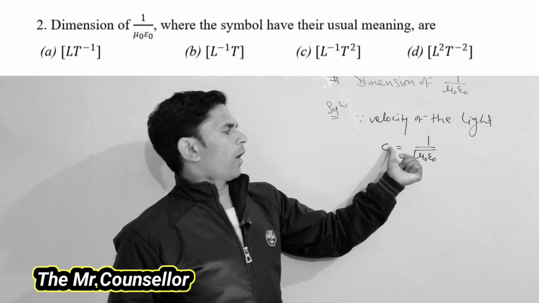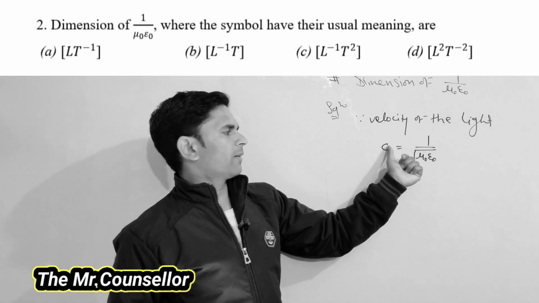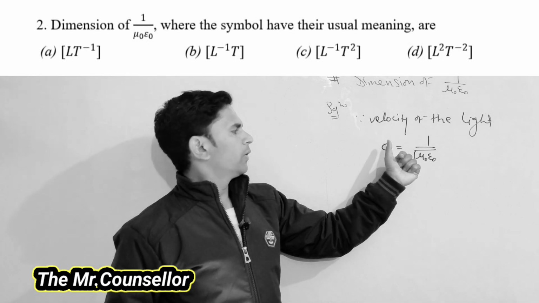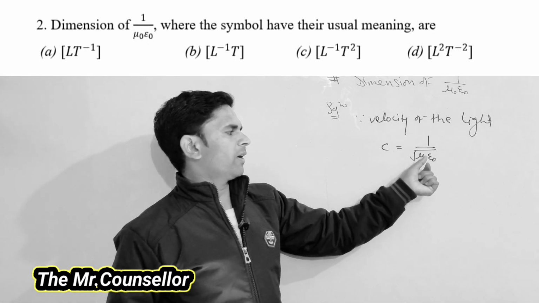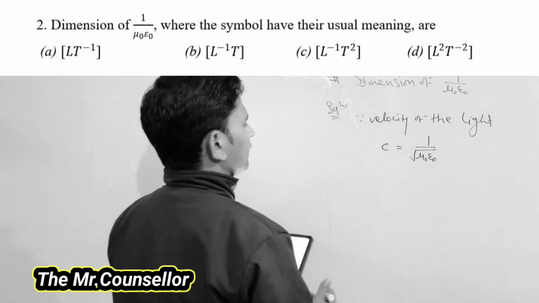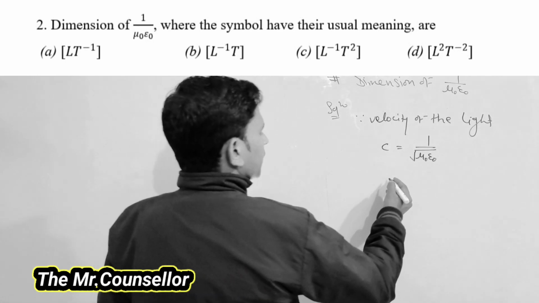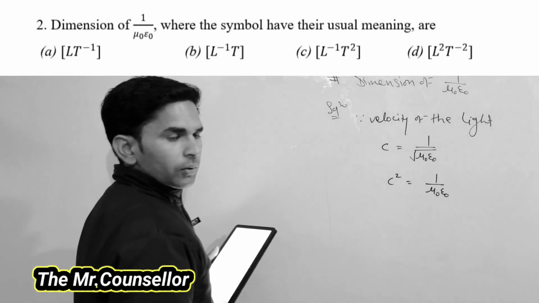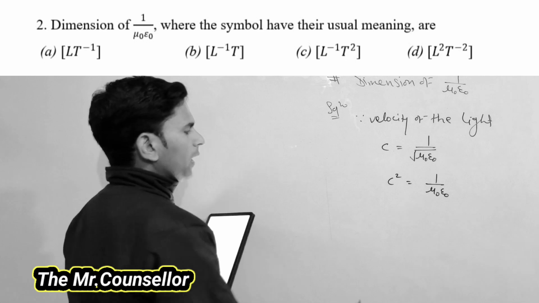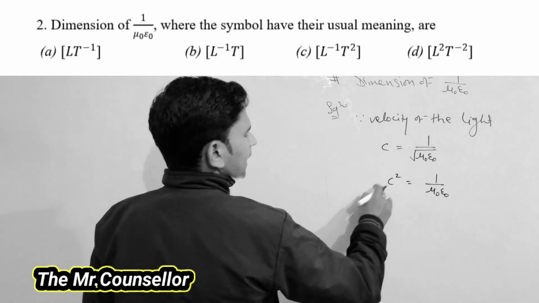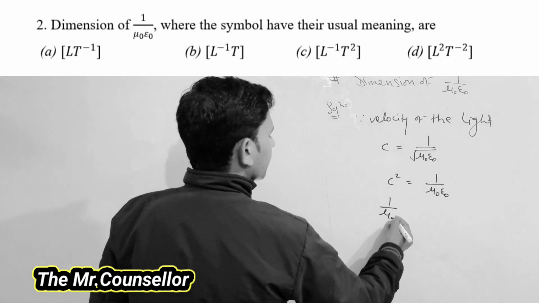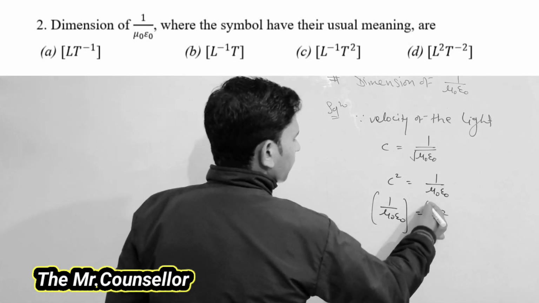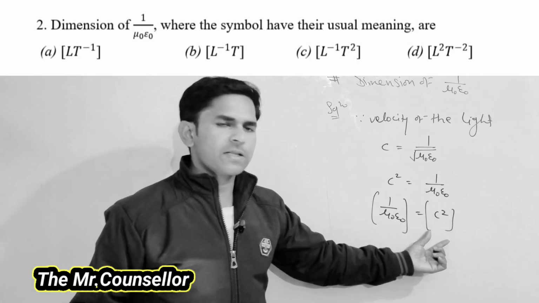If you write the dimension formula of c, it is LT minus 1. Is it okay or not? But there is a root here, so how can we make the arrangement? We can write c square is equal to 1 upon mu naught epsilon naught. Since we are going to find the dimensional formula, we can write 1 upon mu naught epsilon naught is equal to c square, with a large bracket.